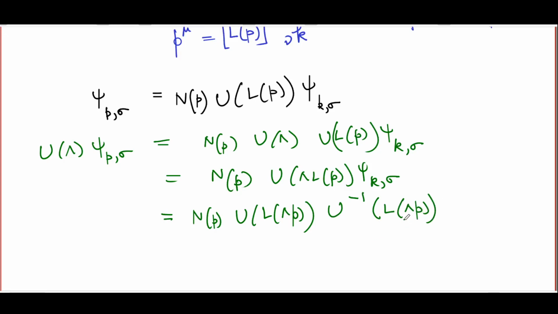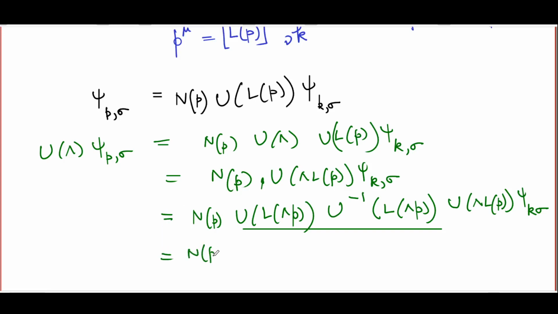So the standard Lorentz transformation, which takes you from K to lambda P, is being used here. Of course, this is just the identity. This changes nothing, so you still have whatever you had before: U of lambda L of P on psi K sigma. You have just put in this identity, changing nothing. But the reason we do this is the following. You can now think of this as U of L lambda P acting on U of, now U inverse of L lambda P is U of L inverse lambda P.